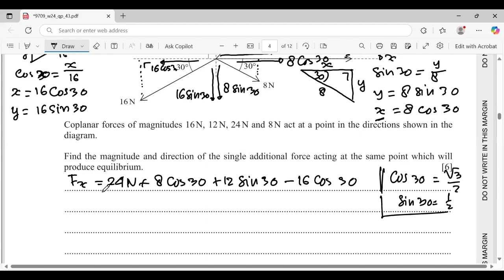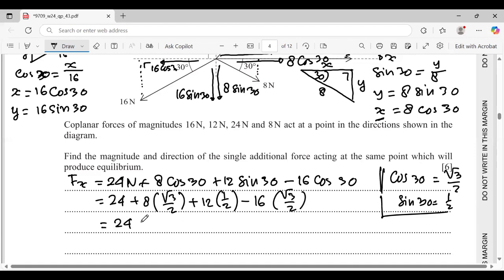We need this information. Substituting this information, this is 8 times 3 half, 12 times 1 half, 16 times square root 3 half. So it becomes 24 plus 4 square root 3, 6, 8 square root 3. So it becomes 24 plus 6, 30.